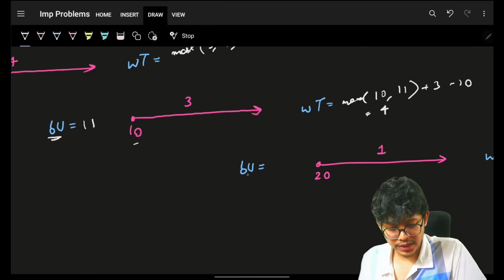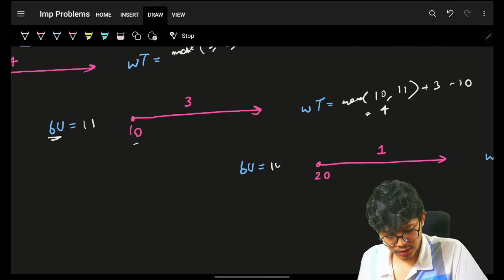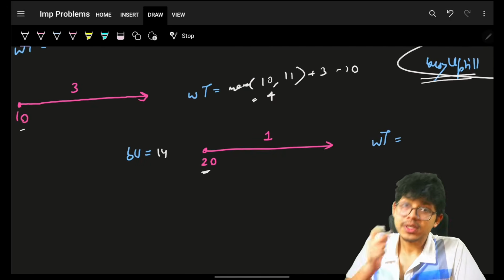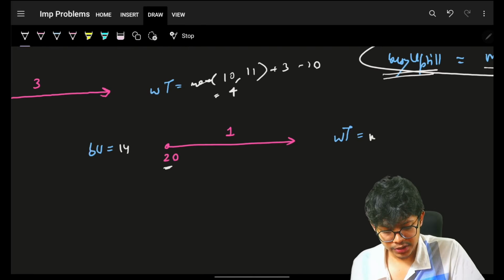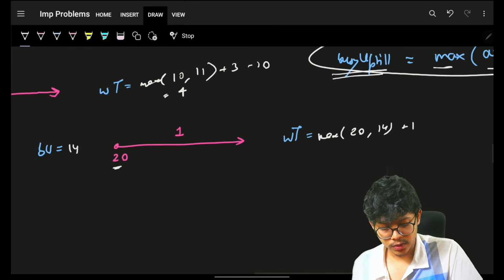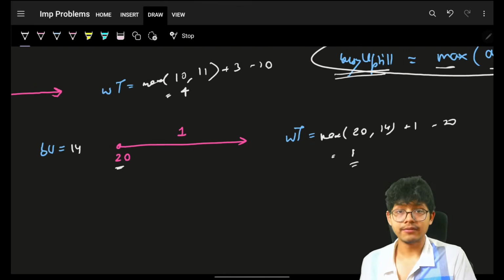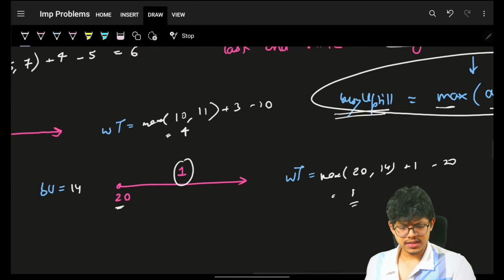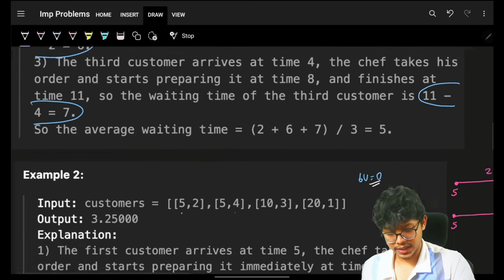Again, at this point, the busy up till will become 11 plus 3, which is 14. But here the customer came at 20 only. So my chef should start preparing at 20 only. So I will say maximum of 20 comma 14, plus 1, minus 20, which is 21 minus 20, which is 1. Thus the waiting time will only be 1 for this food. Then simply take the summation and take the average of it. You will get your answer.